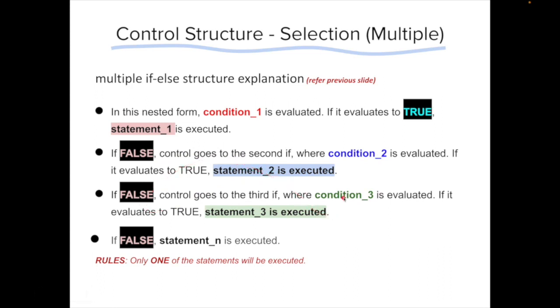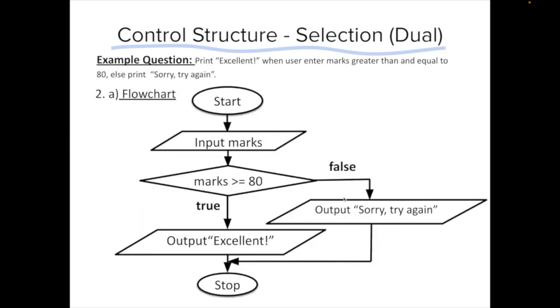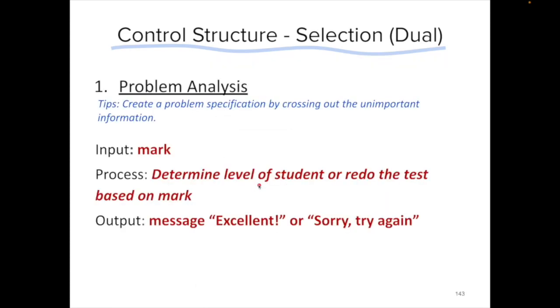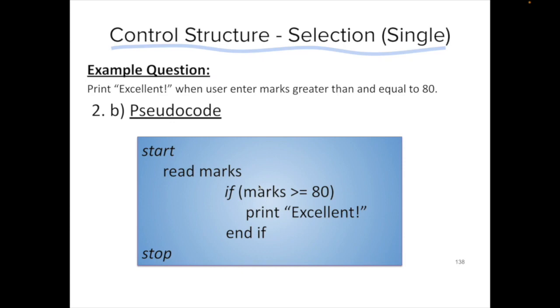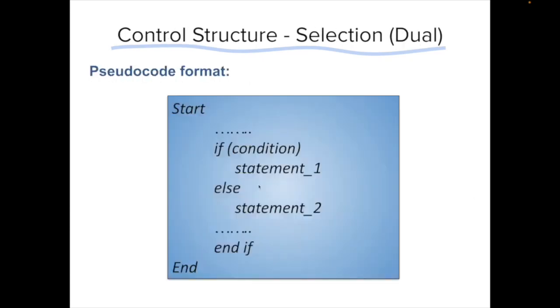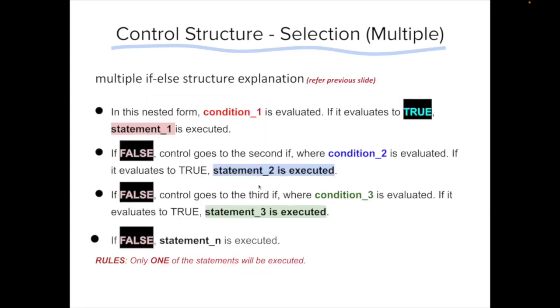Jadi maksudnya dekat sini, untuk multiple selection, condition dia ada lebih dari 1. Tapi kalau untuk dual, condition dia masih 1. Nampak ni? Masih 1. Okay. Dan untuk selection single pun, condition dia pun masih 1. So ingat jangan confuse kat situ. Okay.